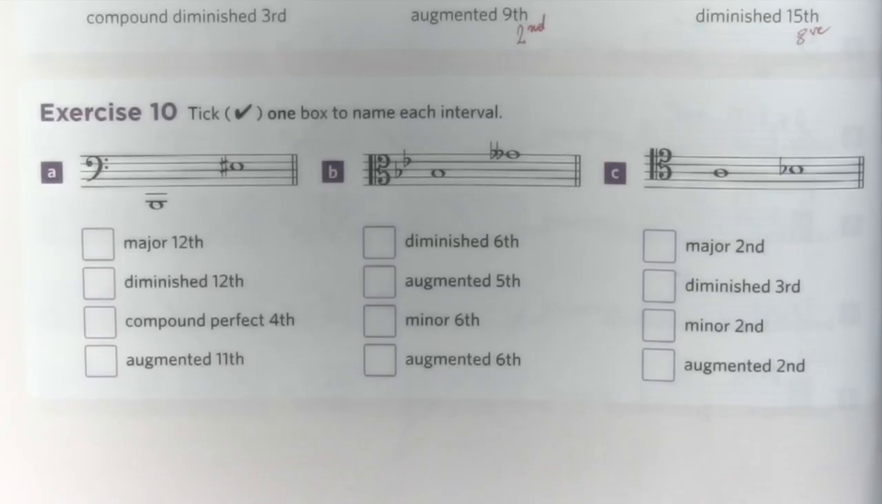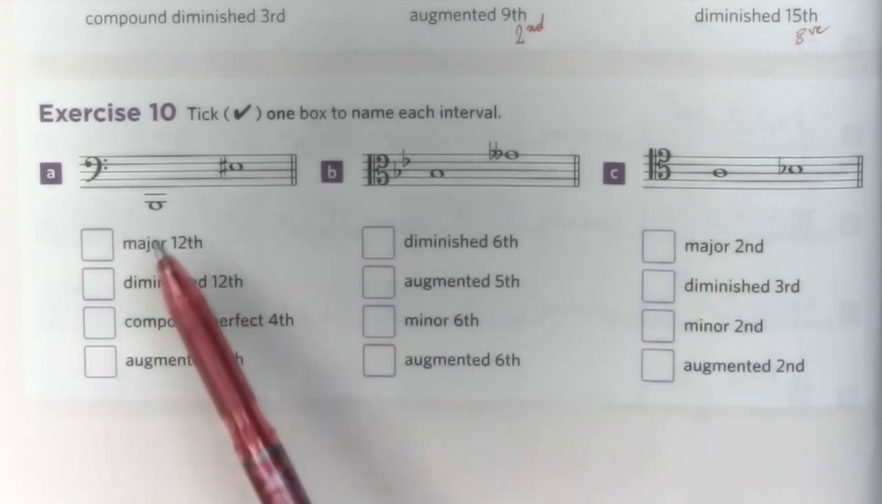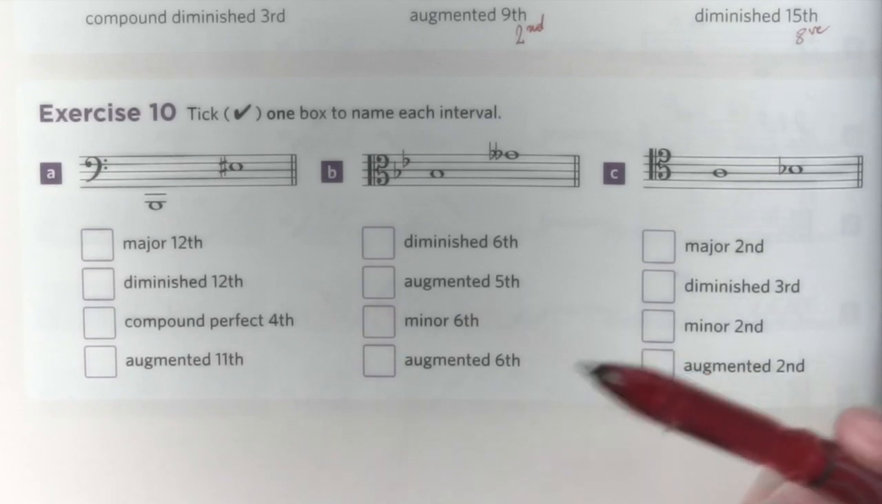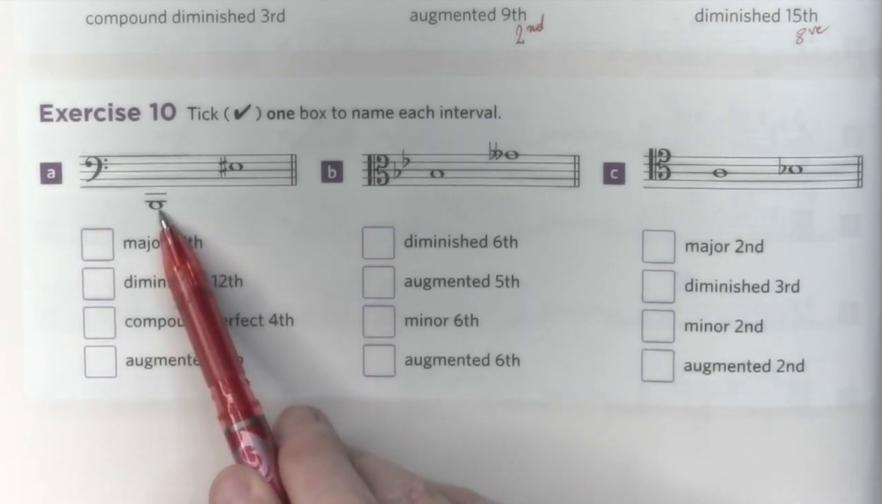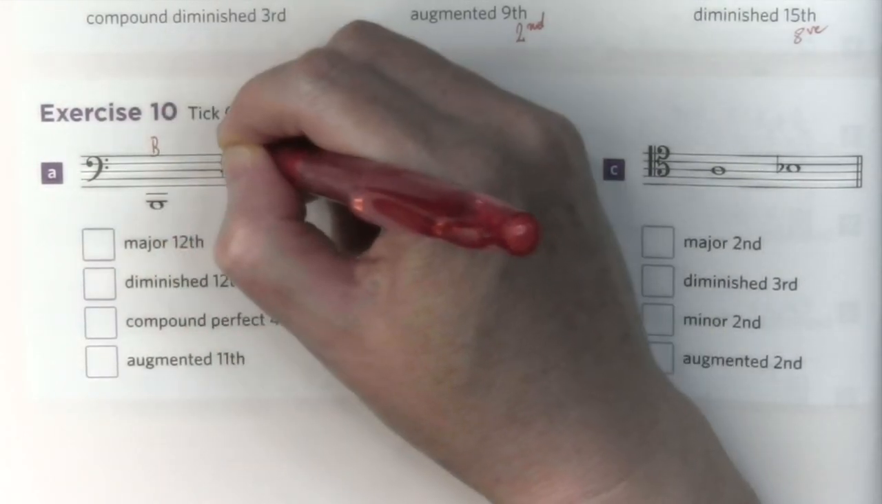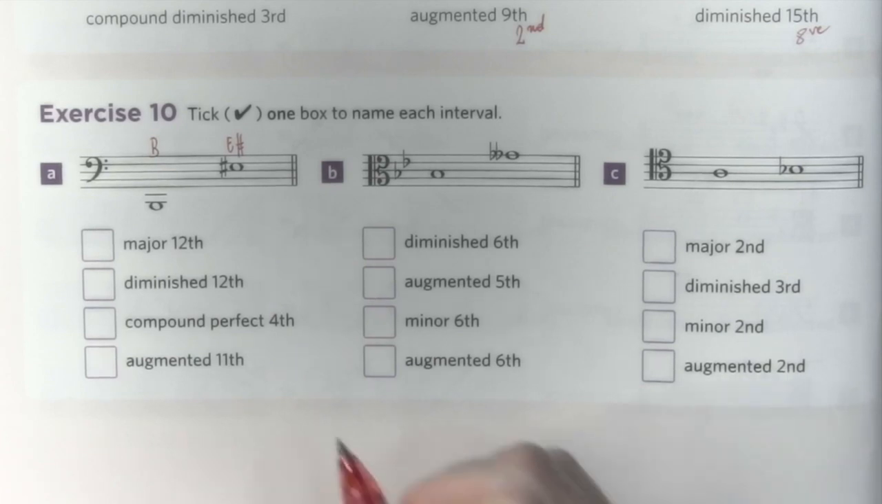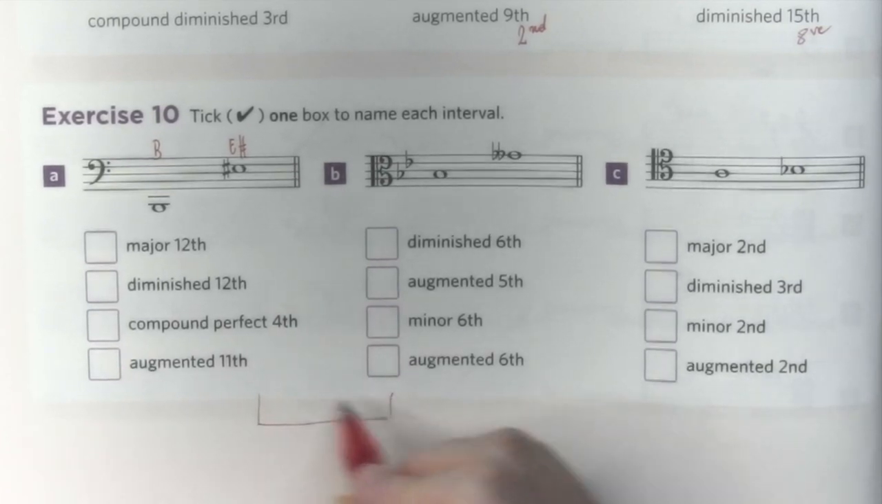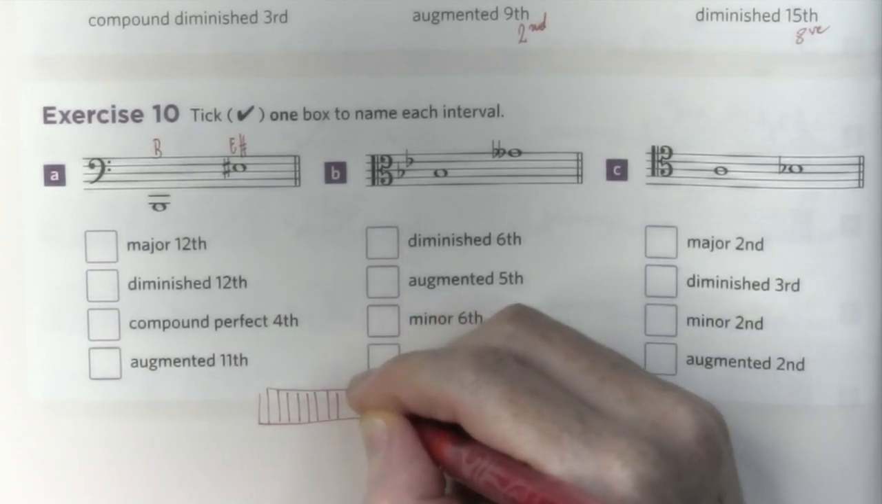Exercise 10 now. We need to decide which one of these listed intervals is ours. So we need to identify the interval, basically. This is B, and this is E sharp. So B, E sharp, and this is a fourth. What kind of fourth? Again, we need our keyboard.